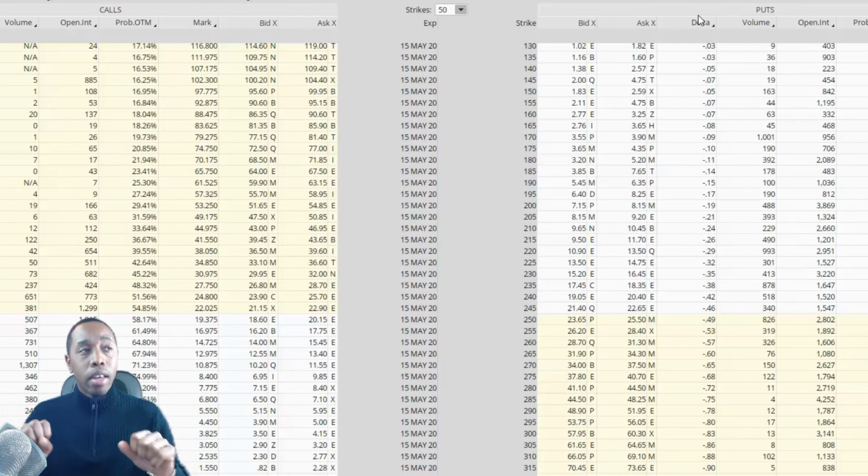But the general theme is that if you're buying calls, then you're long the stock. If you're buying puts, then you're short the stock.